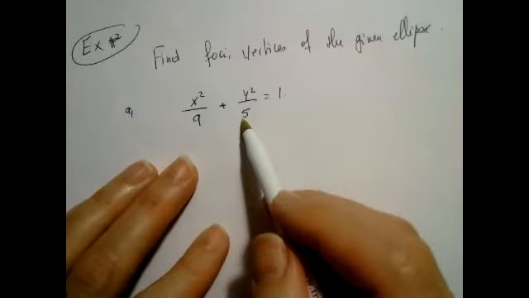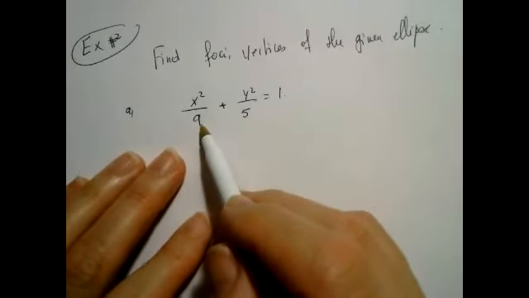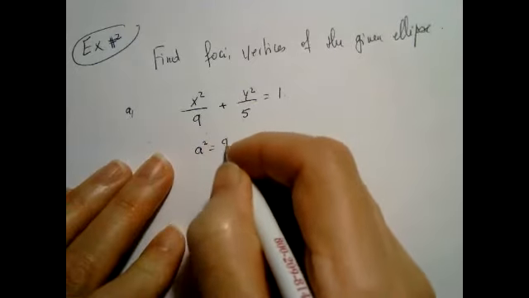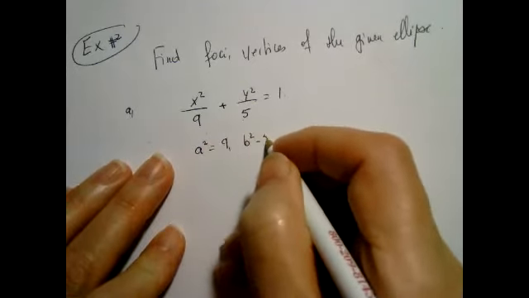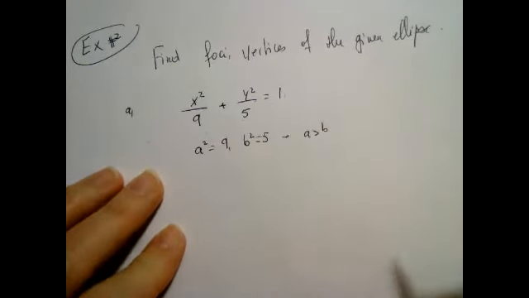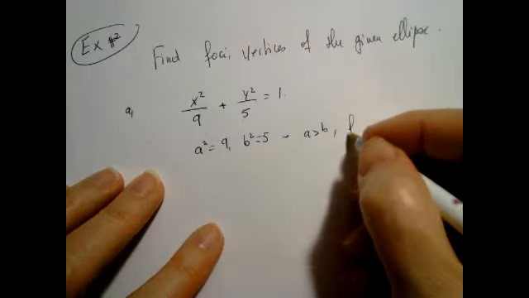So we have to find the foci. This is a typical ellipse, and a squared is 9, so we know what a is, and b squared is 5. So a is bigger than b. When a is bigger than b, it means that the foci are on the x-axis.